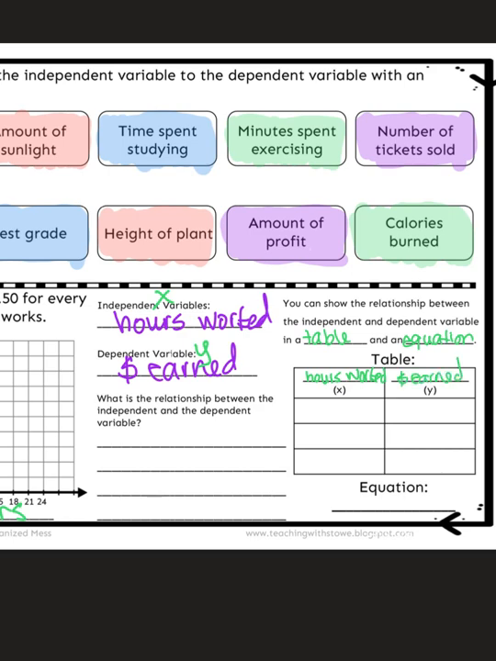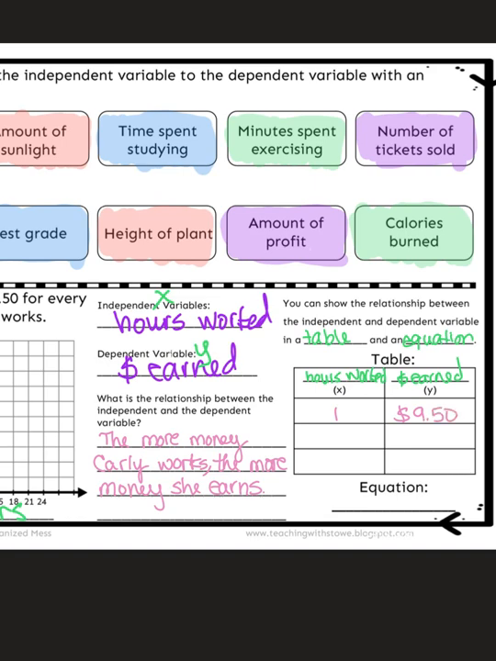So this takes us back to what's the relationship between the independent and the dependent variable? The relationship is the more hours that Carly works, the more money she earns. Okay, and it said that she was getting $9.50 for every hour she worked. So if my x was 1, that's 1 hour. How much does she earn?